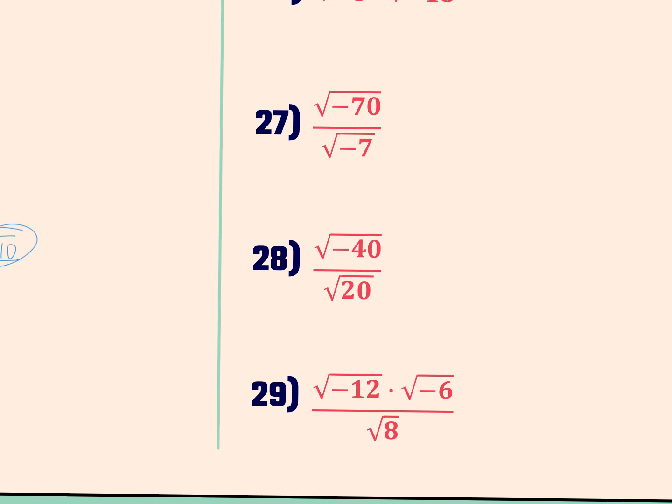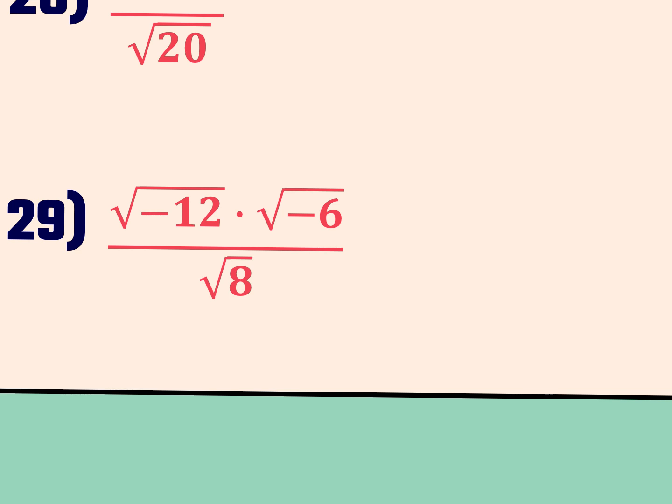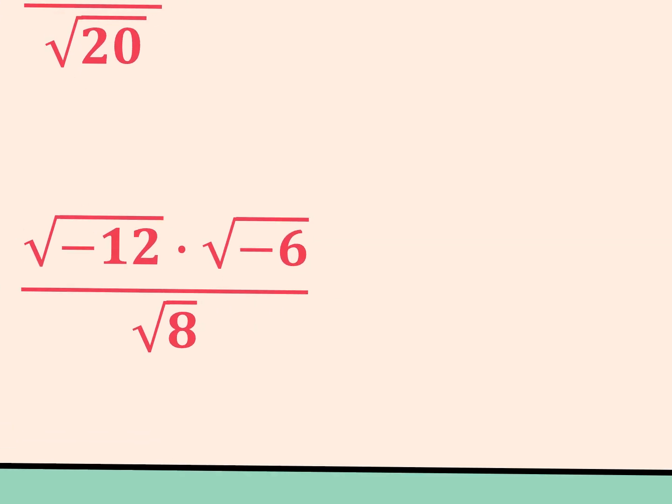These kind of get redundant. Let's do 29. This is where we got to be real careful here, guys. We got to be real careful. What happens? What should we do? Where should we start simplifying?